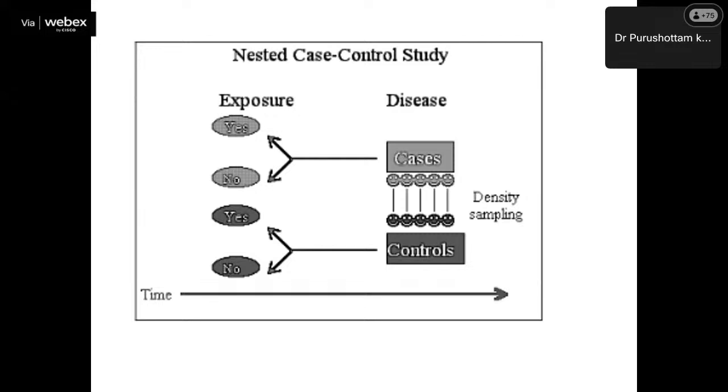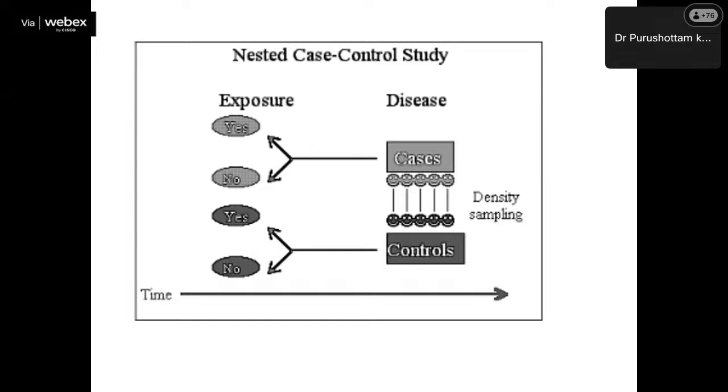See the right hand side: for every case of the single disease occurring, we are taking a control. For each case there is a control. Whenever a case appears during the entire follow-up period, at the same time we are selecting one or two controls. Cases have the disease and controls do not have the disease. For every case you select one control, or you may select two controls also.